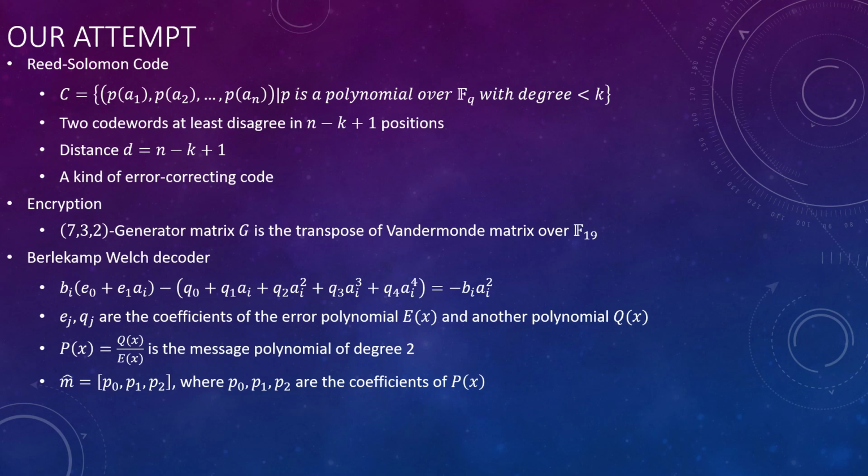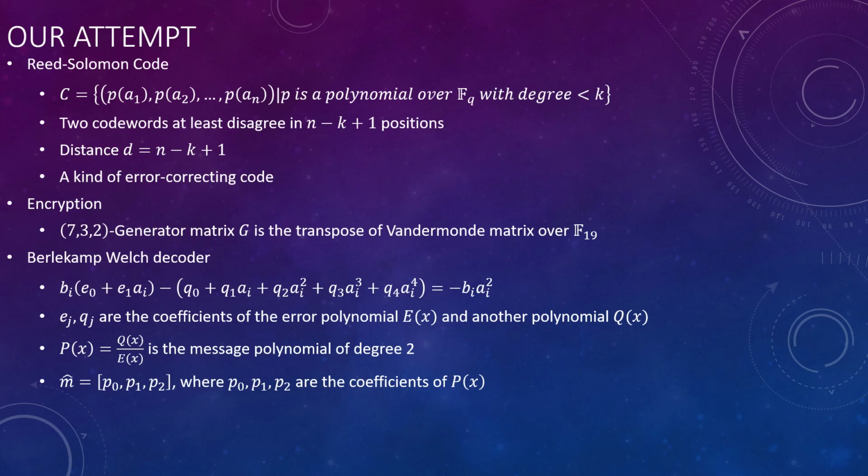And since two codewords in the Reed-Solomon code disagree in at least n minus k plus 1 positions, its distance, like we learned before in our class, is n minus k plus 1. So the most errors it can correct is determined by this distance, because we can distinguish each codeword only if it has a limited number of errors.